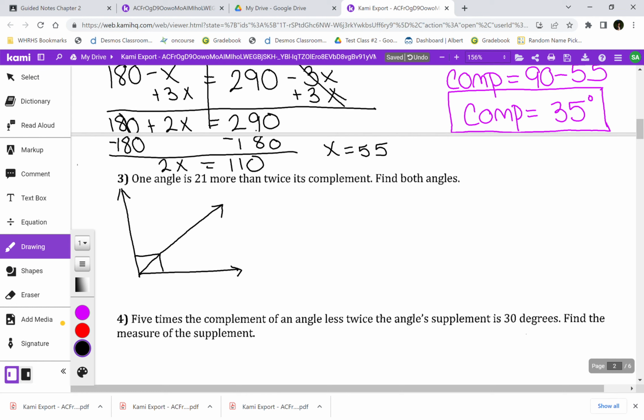All right, automatically, what am I calling one of these angles? X. The other angle is going to be based on the words. So one angle is 21 more than twice its complement. How am I going to write 21 more than twice its complement? Well, 2x plus 21. How many people had written that?